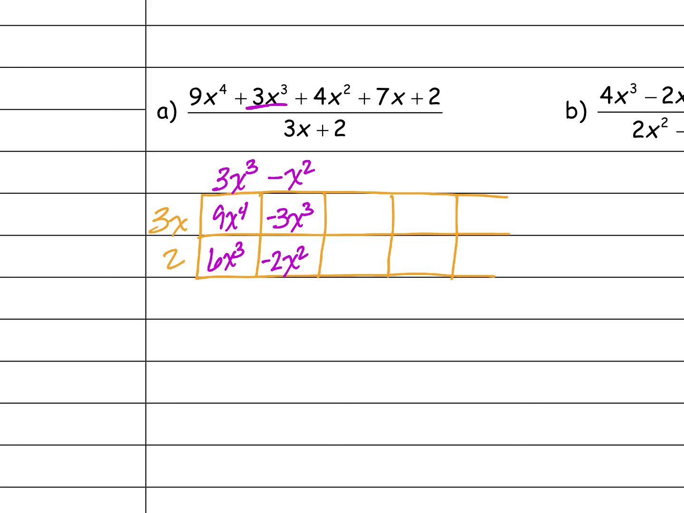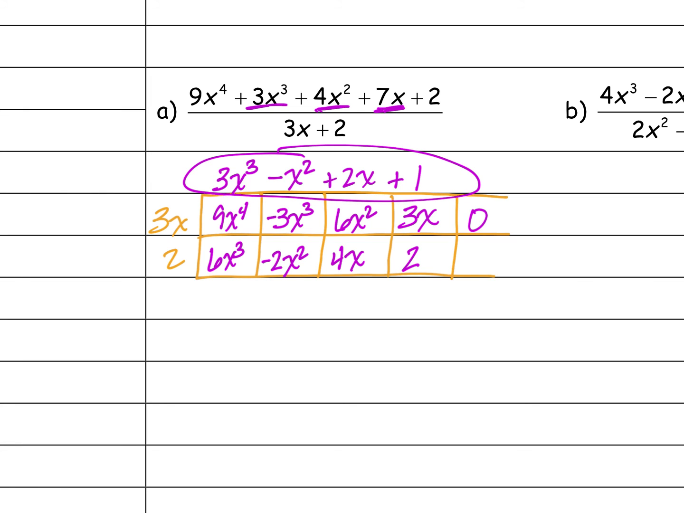Okay. So 2 times negative x squared is negative 2x squared. And what do I add to negative 2x squared to get 4x squared? 6x squared. And that should be 2x times 3x is 6x squared. Okay. And 2x times 2 is 4x. What do I add to 4x to get 7x? I'm believing that's 3x. And 3x times 1 gives me 3x. So 2 times 1 is 2. What do I add to 2 to give me 2? 0. There's my answer. Done.